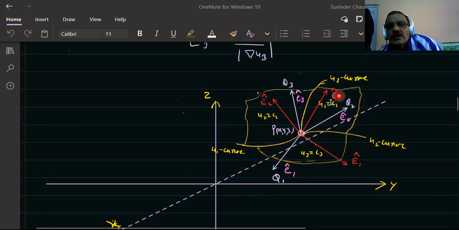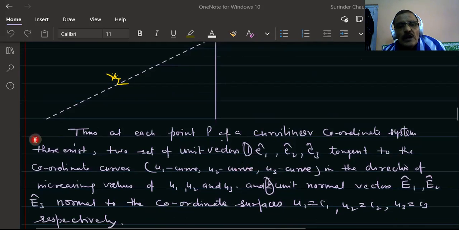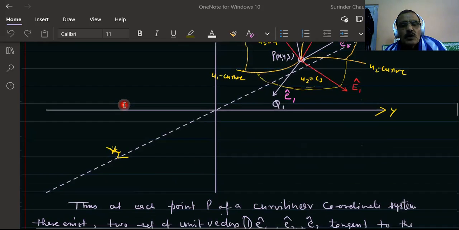E3 is normal to the U3, c3 surface. So we have calculated these vectors normal to the surfaces: E1 is normal to the surface U1, c1, E2 is normal to the surface U2, c2, and E3 is the normal to the surface U3. Now let's discuss this relation and the values we calculated.